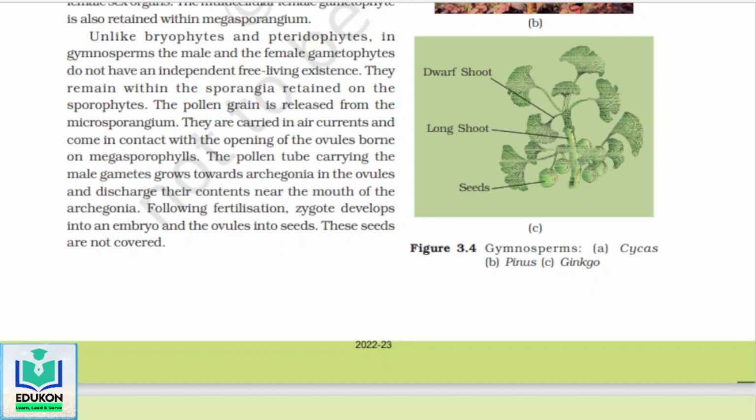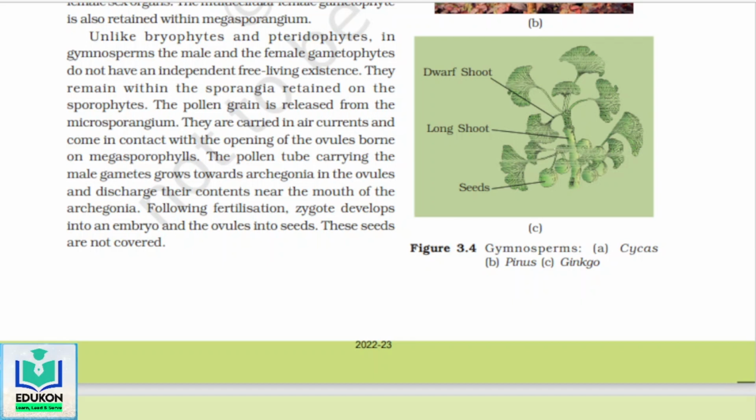The pollen tube carrying the male gametes grows towards the archegonia in the ovules and discharges its content near the mouth of the archegonia. Following fertilization, the zygote develops into an embryo and the ovules into seeds. So the zygote develops into an embryo and the ovules into seeds. These seeds are not covered.